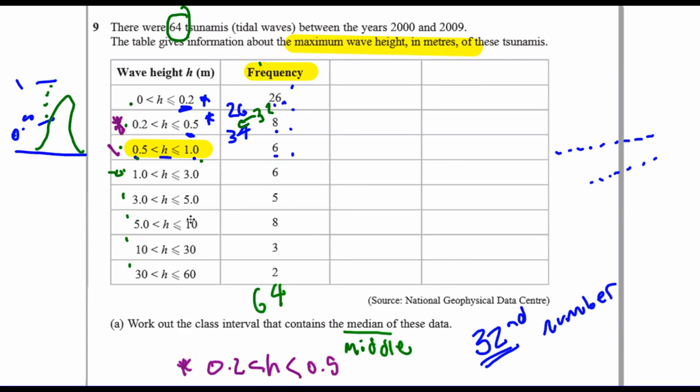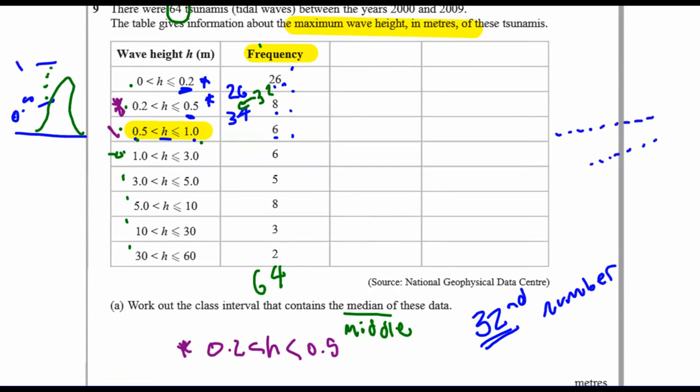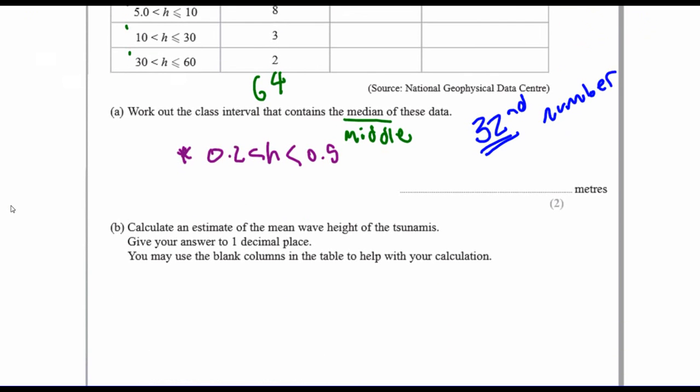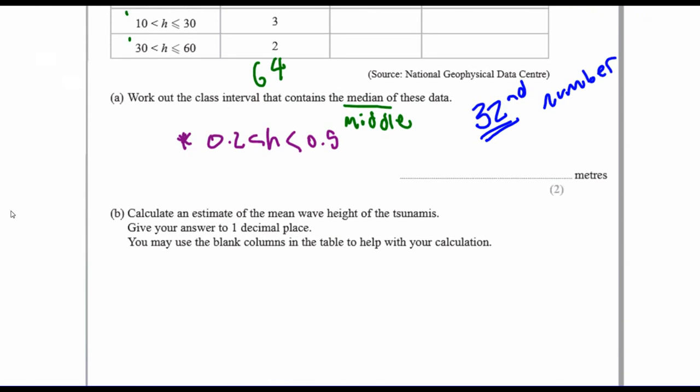If you go on to do A level, they might ask you to estimate exactly where it is. It's a method called interpolation. Okay, question B. Calculate the estimate for the mean wave height of the tsunamis. Give your answer to one decimal place. You may use the blank columns in the table to help.